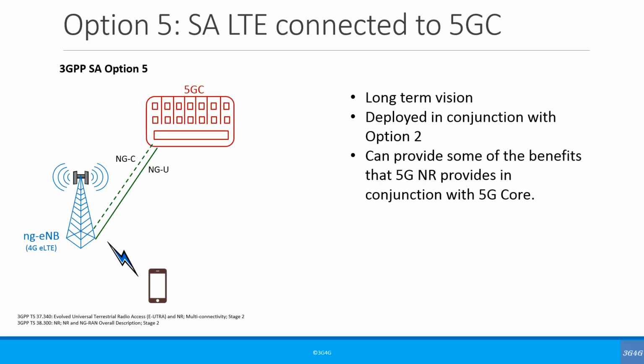So this will allow the LTE nodes to continue supporting the legacy devices and at the same time connecting to the 5G core network. So the operators can get rid of their existing 4G EPCs.